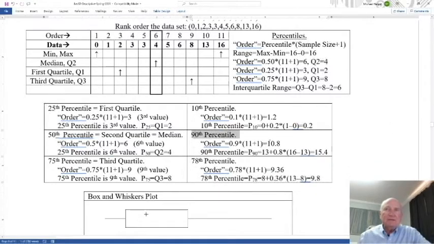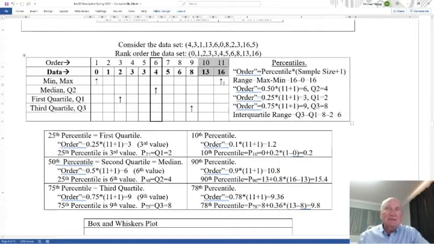What about the 90th percentile? Well, 90% of 12 is 10.8. Oh, so it's between the 10th number and the 11th number. It's 80% between the 10th number and the 11th number. Well, the 10th number is 13. The 11th number is 16. I want 80% of the way between those two numbers. So I bring 13 down. There's 13. I want 80% of the way between 13 and 16. Well, 16 minus 13 is 3, and 80% of 3 is 2.4, added to 13 is 15.4, and there's my 90th percentile.